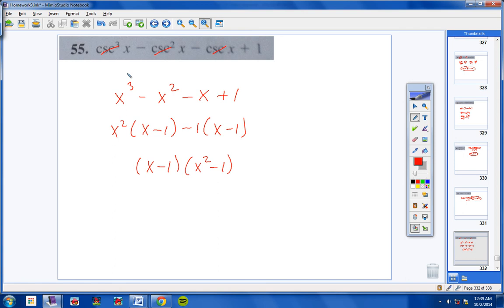Now, I'm not sure. Let me glance here at the book. I'm going to go ahead and write my cosecants back in. So now I'm left with cosecant x minus 1.